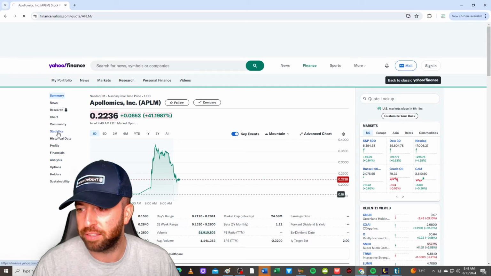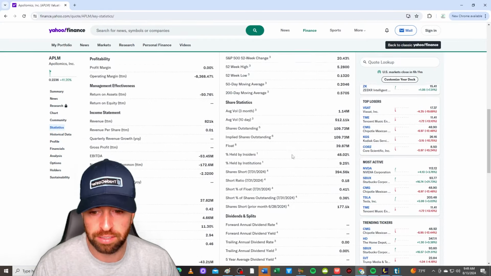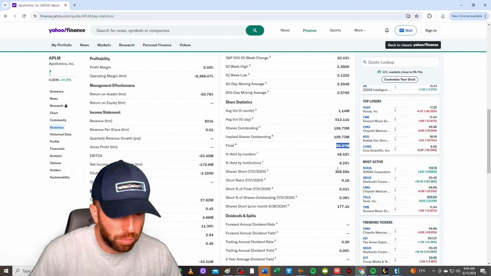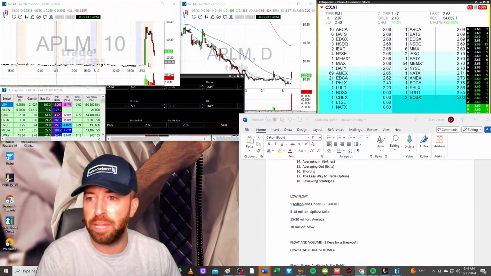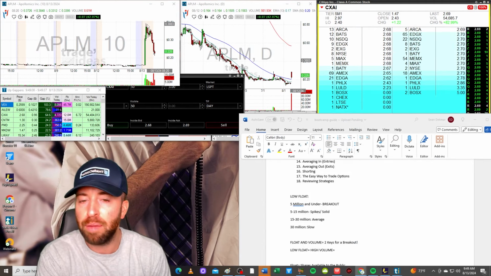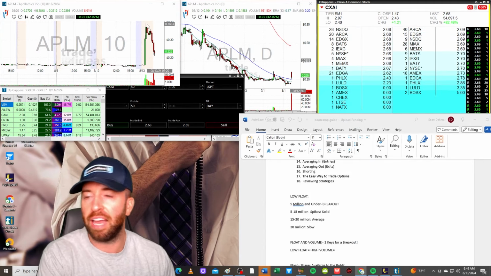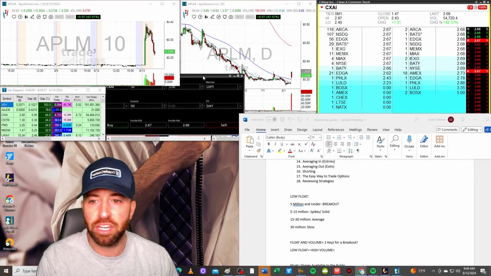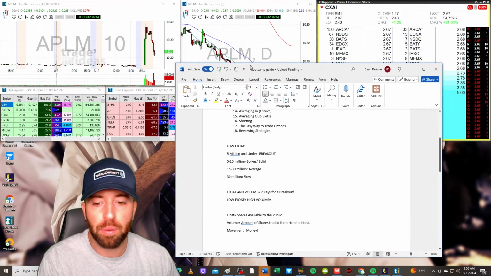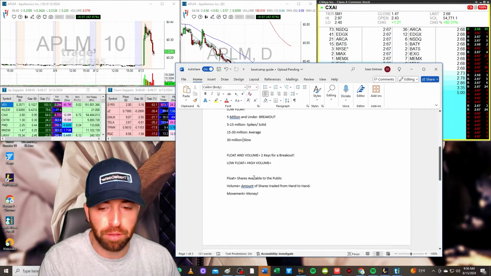So let's go over, click statistics on the sidebar, scroll on down, go to float, 39 million. So you can see it's not the smallest float in the world, but the thing is, it's just such a cheap price that people are still able to gobble this up so quickly. So APLM right here, this is the play that basically had a large gap up, just came crashing all the way back on down because of that float. So that's the way that we could be able to understand the float and volume.